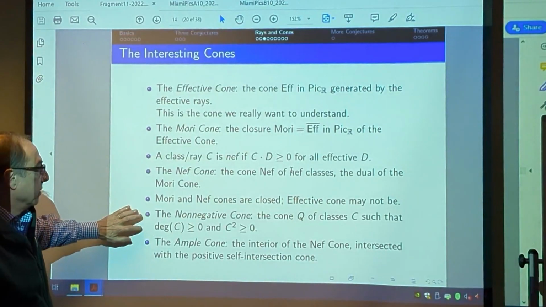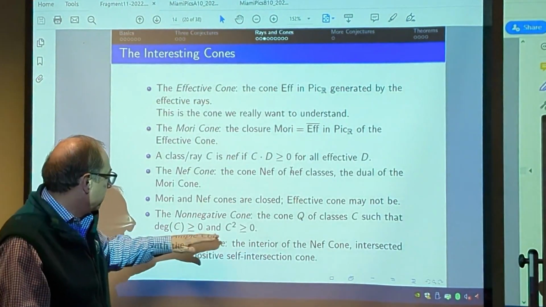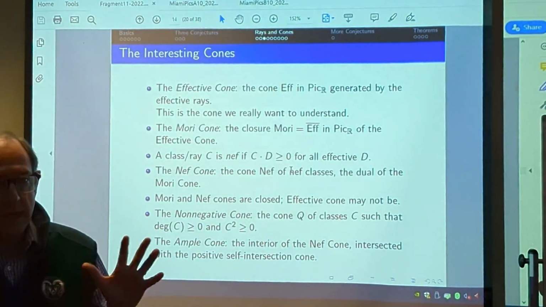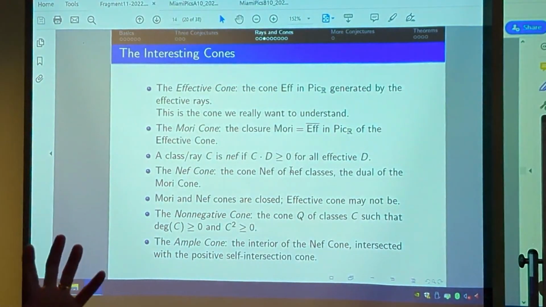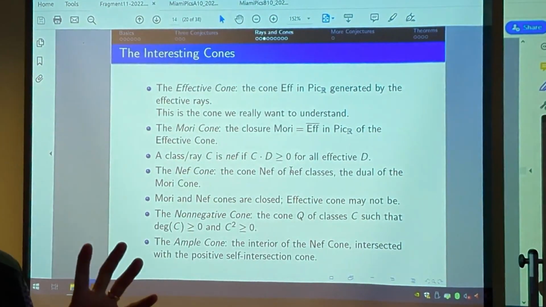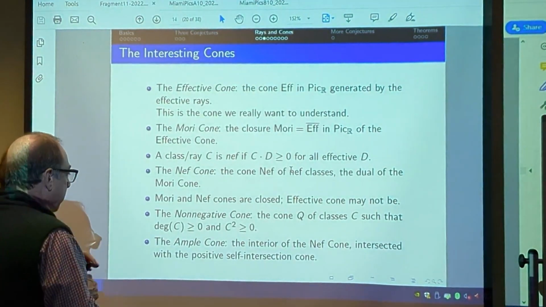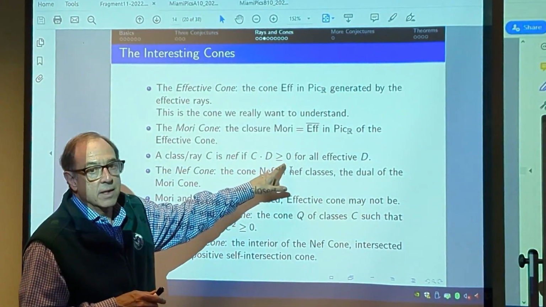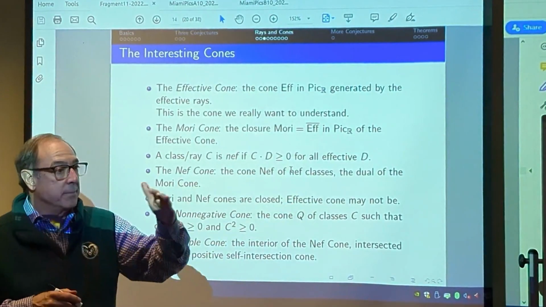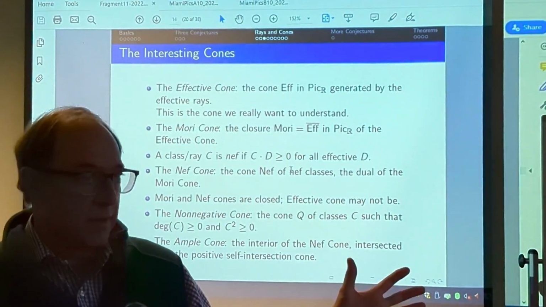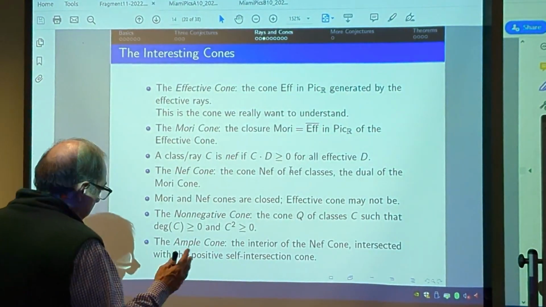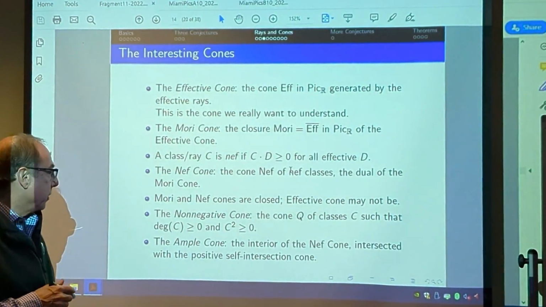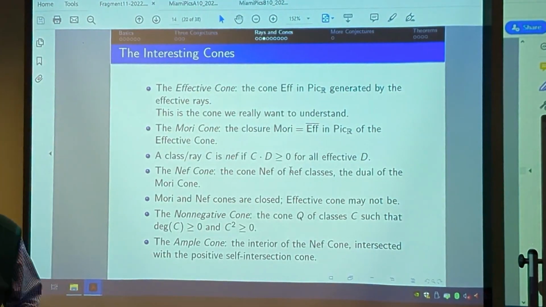Then you have the non-negative cone. That's the cone of classes, as I said before, where the degree is non-negative and the self-intersection is non-negative. Those are sort of the easy ones to understand. And then you have the ample cone, the interior of the Nef cone. That's where this number is strictly bigger, so it actually meets every curve. It doesn't miss any curve. That's called the ample cone, and that's the Kleiman criterion for ampleness: when it meets all the curves strictly positively. It's the interior. So you have all these interesting cones.